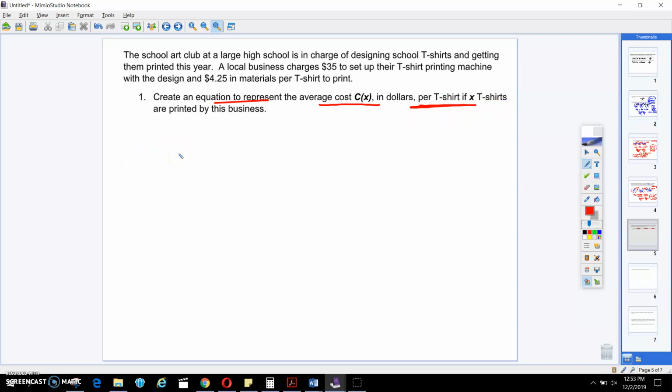So what this is saying is how much is it going to cost per t-shirt? Okay? So if I didn't print any t-shirts, I just wanted to set up the printer, it would cost me $35, right? So I'm going to have 35 in my equation, right? Each t-shirt is going to cost me $4.25 per shirt, right?